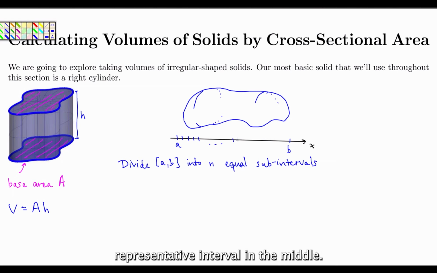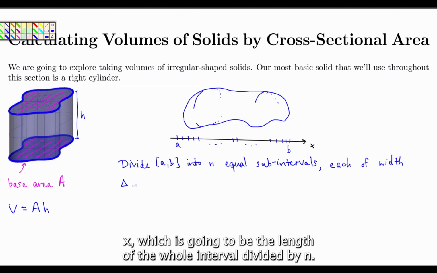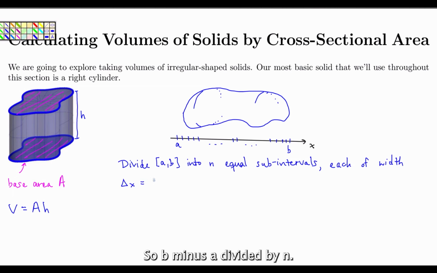I'm going to draw some representative interval in the middle. Each of these has width, which we're going to call delta x, which is going to be the length of the whole interval divided by n. So delta x is b minus a divided by n.